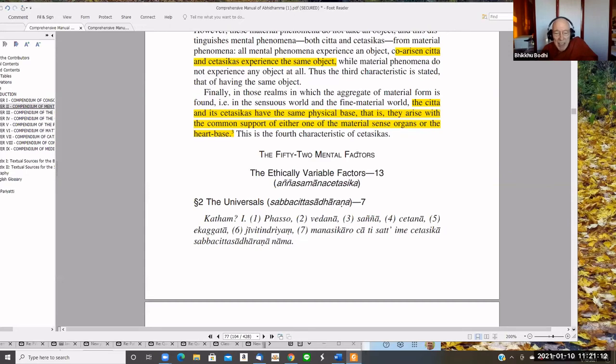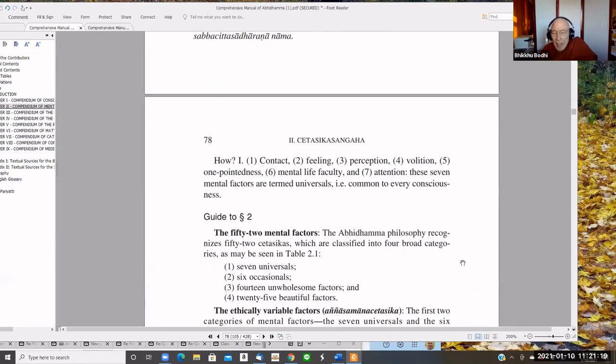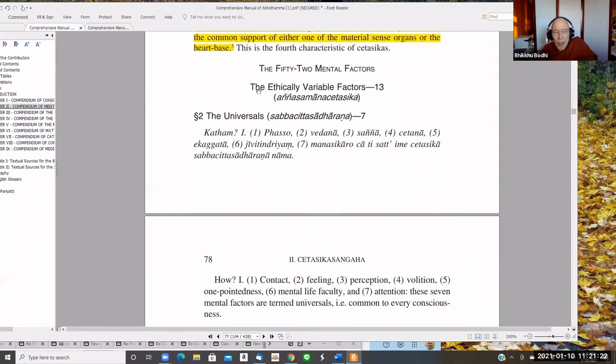So the total that we have listed as 52 are grouped into, I think we could say, three major groupings. One are the ethically variable factors. The second will be the unwholesome factors. And the third will be the beautiful mental factors. So the first, the ethically variable factors, means that these factors can occur in wholesome cittas, in unwholesome cittas, in indeterminate cittas. So they don't have a fixed ethical quality, but they take on the ethical quality of the citta to which they belong.